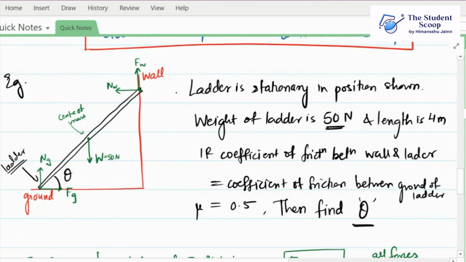Now why is it to the right? Because if there was no friction force, this ladder would slide to the left, or move downward. So that's the reason why the direction of the friction is chosen in that case. Do you understand what the forces acting on this object are? Is this clear?